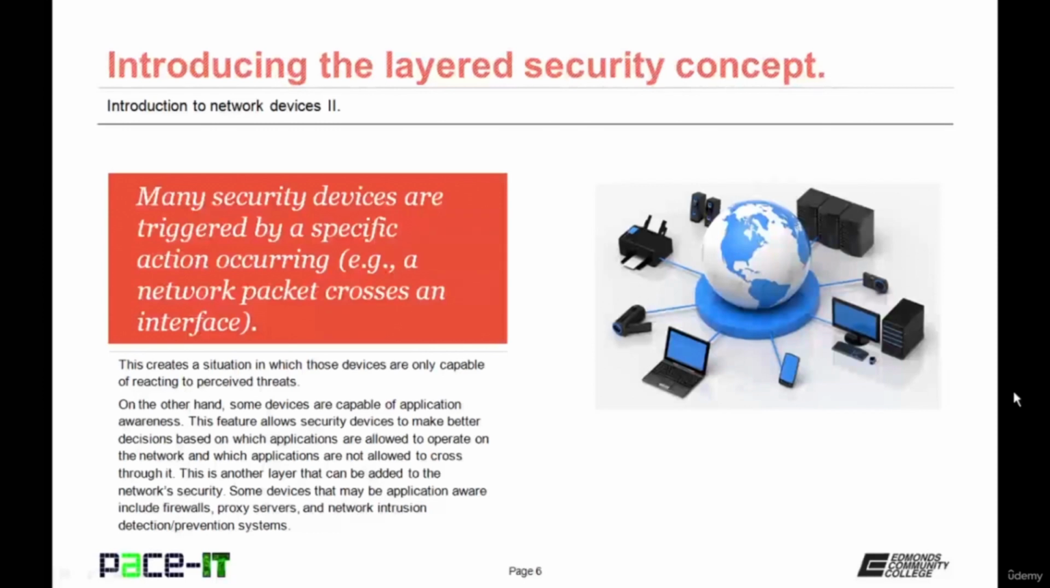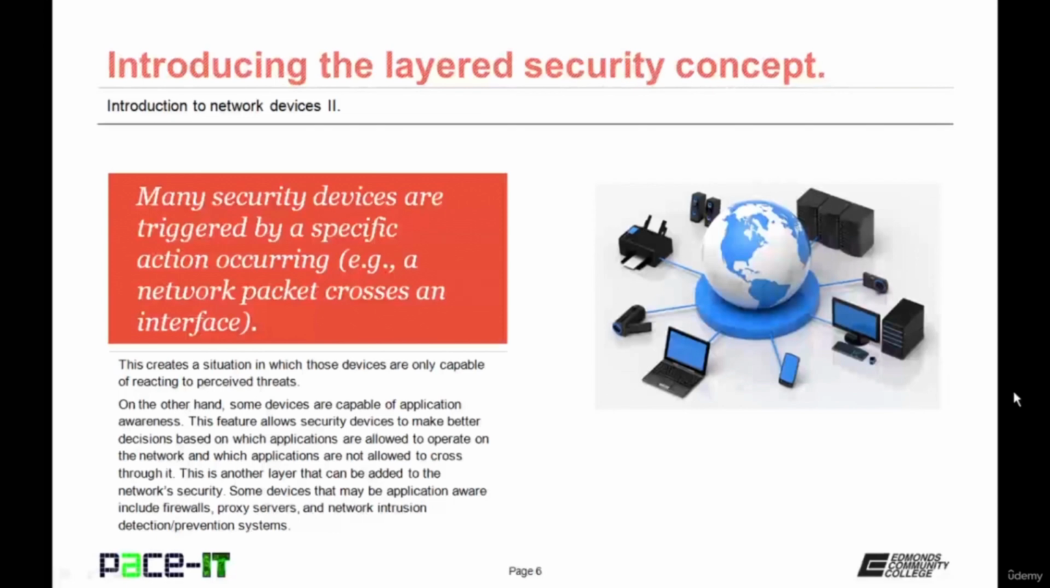On the other hand, some devices are capable of application awareness. This feature allows security devices to make better decisions based on which applications are allowed to operate on the network and which applications are not allowed to cross through it. This is another layer that can be added to the network's security.